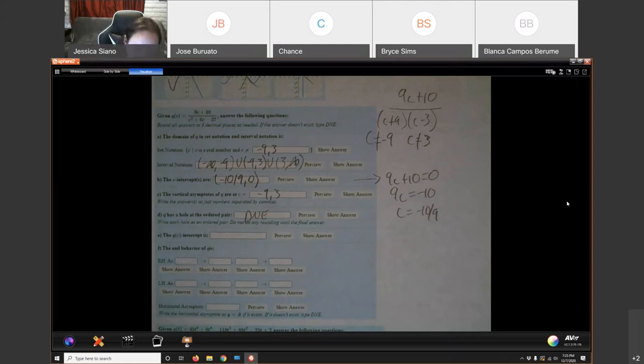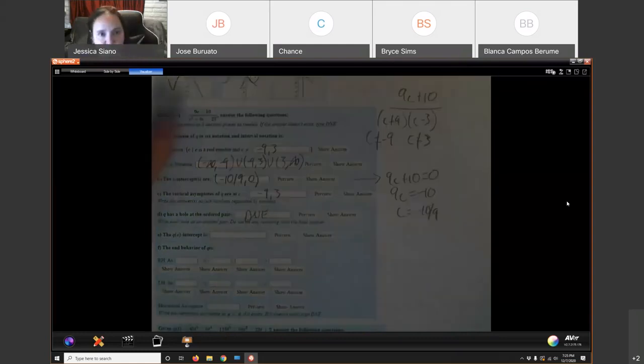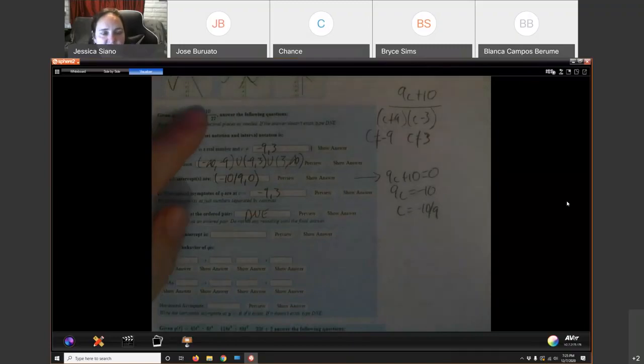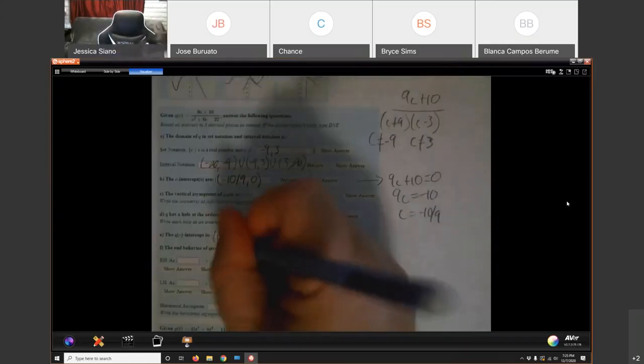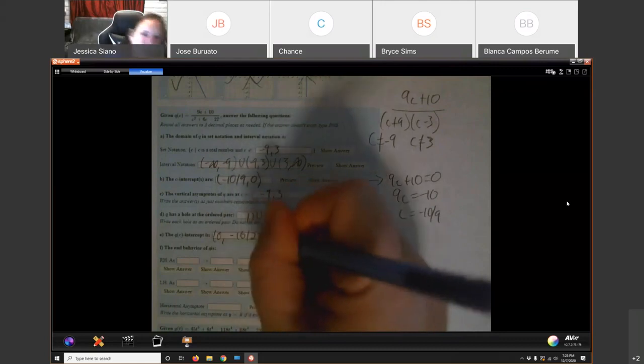And then for the q of c-intercept, I'm going to come back up here to my original and I'm going to cover up everything that has a c in it because all of those would be 0. I'm going to have 10 over negative 27. So this would be 0, negative 10 over 27.